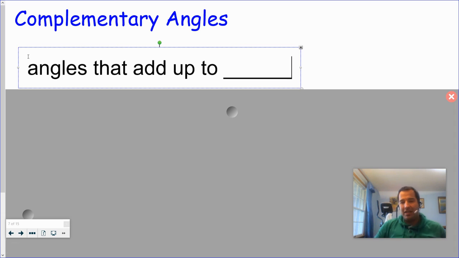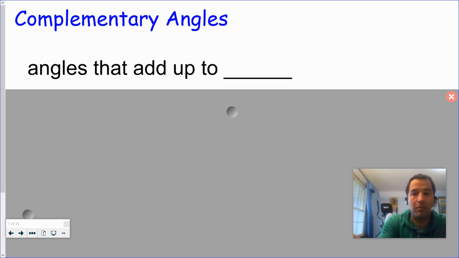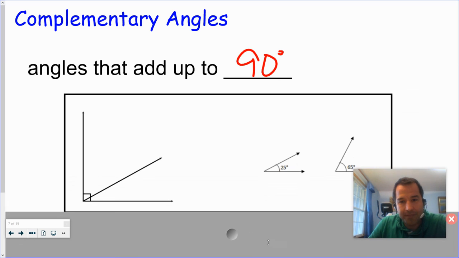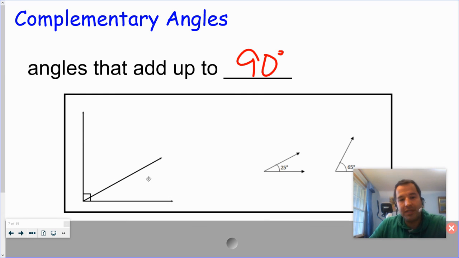Ooh, and what is it? Well, I'm going to give you a hint. It's either 180 or 90 degrees. Which one is it? 180 or 90? And I'll tell you a clue. The other one is the other one. Complementary angles are angles that add up to, oh, 90 degrees. So complementary angles look like this. Angles add up to 90 degrees.